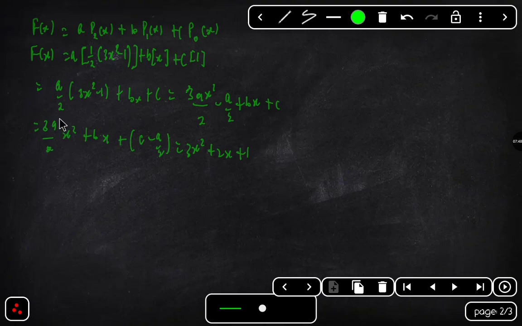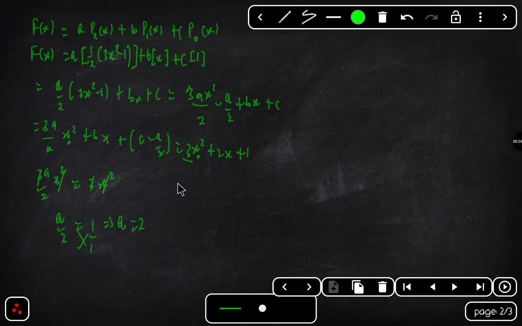Then we equate. So 3a over 2 x squared will be equal to this. Since x squared is the coefficient of 3a over 2, we equate them. So we are going to have 3a over 2 x squared is equal to 3x squared. So we cancel x squared, and then 3 will also cancel 3. So what you have now is a over 2 is equal to 1. So we cross multiply, so then we have a is equal to 2. So that's the value of a is 2.